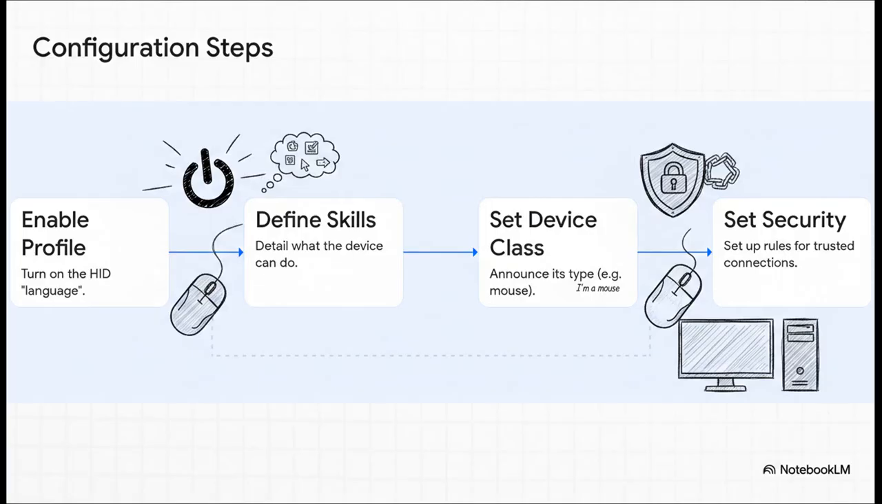And this whole process really breaks down into four main things. First, you've got to turn on that HID language capability. Then, you define its skills, like what can it actually do? After that, you give it an official job title so it can announce to the world, hey, I'm a mouse. And last but not least, you configure the security so it can make a nice, trusted connection.